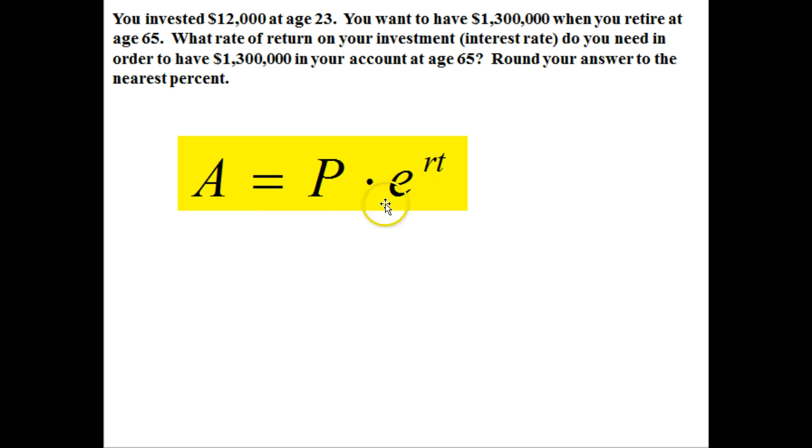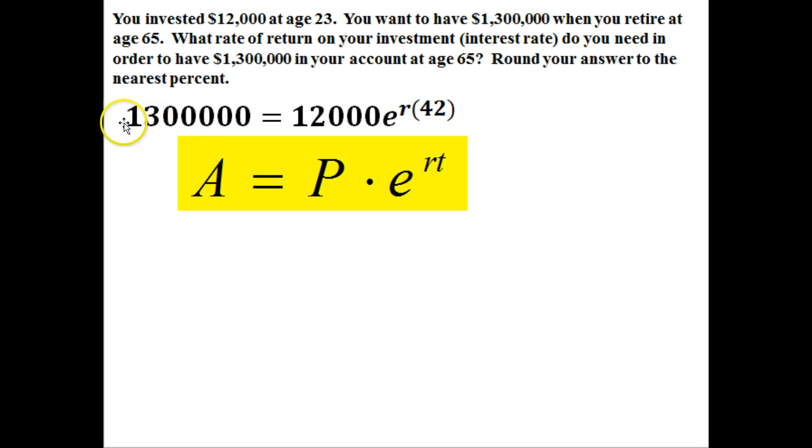Okay, and what we're going to do right here is fill in what we know. We don't know what our rate is going to be, but we know what our ending amount is going to be. That's going to be 1.3 million. So I'm going to fill that in. And then the principal amount, we know that as well. That's our $12,000 that we have currently invested, times the number E, all raised to the rate. We don't know the rate, so that's just R right now. 42: I got this 42 from 65 minus 23. That's going to be 42 years. So 65 minus 23 is our time, if you will. Now that I've got this set up, now I can start solving this one.